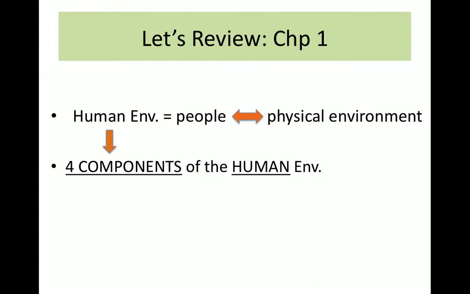So in Chapter 1, there are basically only two main ideas that you have to understand. Firstly, that the human environment is the result of the interaction between people and the physical environment. Secondly, that this interaction between people and the physical environment can be further categorized into what we call components of the human environment, of which there are four. Now, if you recall Sec 1 Geography, we also learned about the components of the physical environment, but let's not be confused with that.